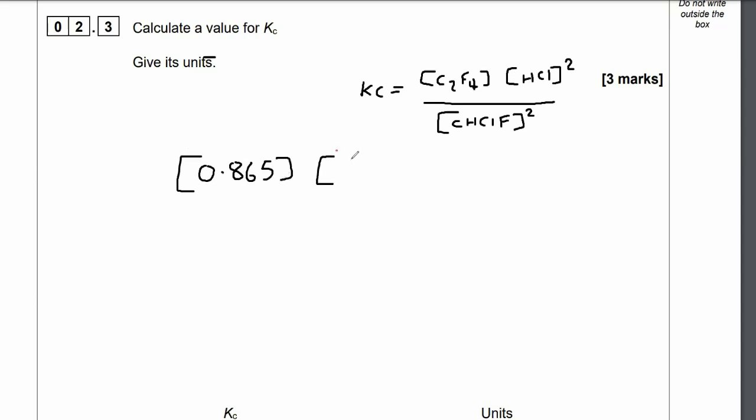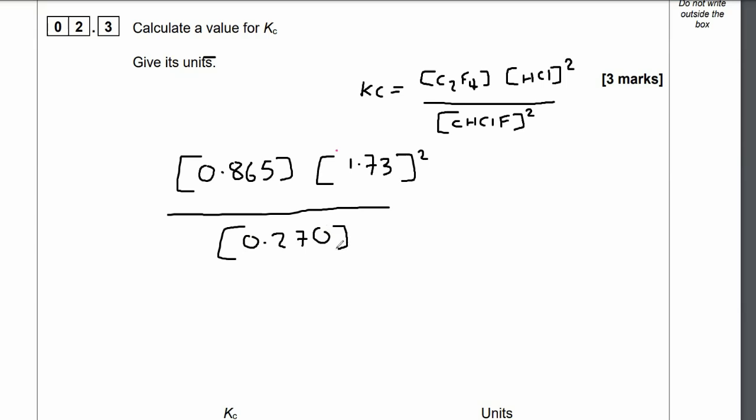So 0.865, that was the moles of C2F4. And if we look back at the original stem of the question, or our working out to the first part, 1.73 were the moles we worked out for HCl. And the moles of our reactant at equilibrium was 0.270. Now I'm putting the little sign for the power of 2 outside because there were 2 moles of it.